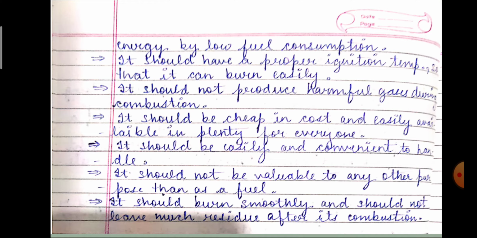It should be cheap in cost and easily available in plenty for everyone. It should be easy and convenient to handle. It should not be valuable for any other purpose than as a fuel. It should burn smoothly and should not leave any residue after combustion.